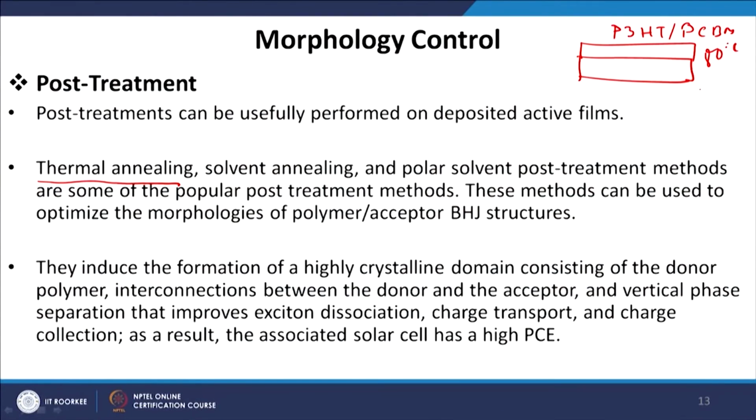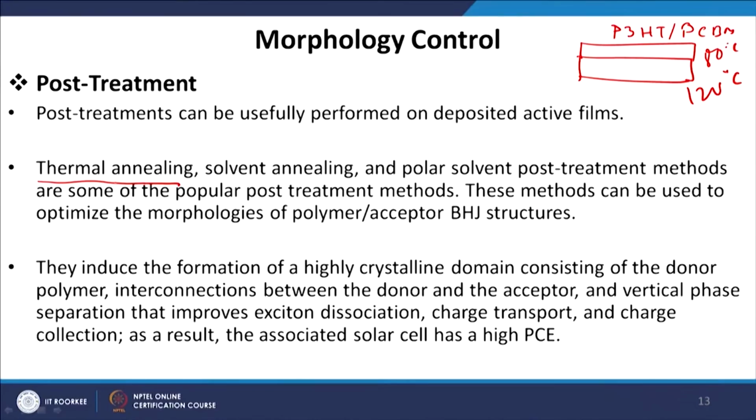When we heat the P3HT PCBM film at 80 degrees Celsius and when we heat it at 120 degrees Celsius, the morphology of the film will be way different. In most cases, to get an optimum morphology and optimum crystallites, 120 degrees Celsius works better than 80 degrees Celsius. That is why we usually sinter the film after fabricating the P3HT PCBM blend. Now, this annealing is done in the presence of heat, that is why it is called thermal annealing.